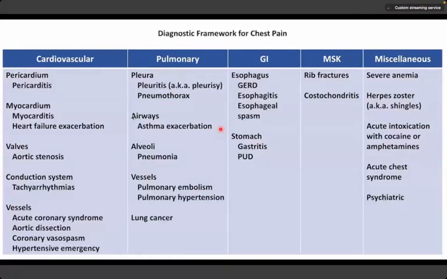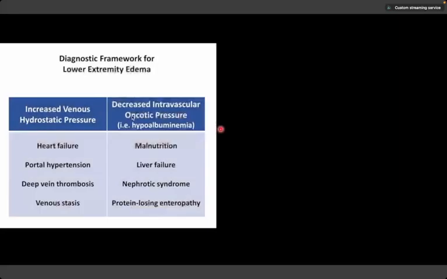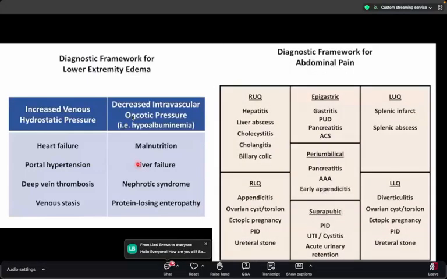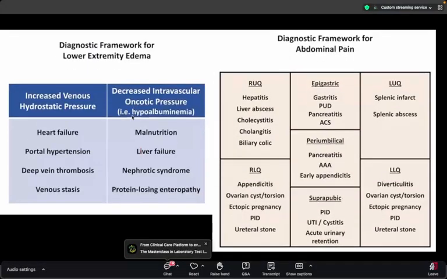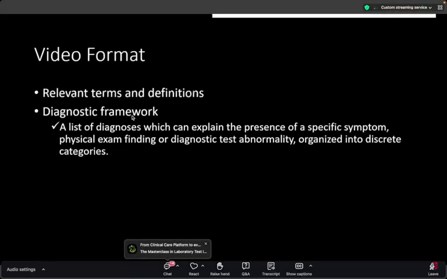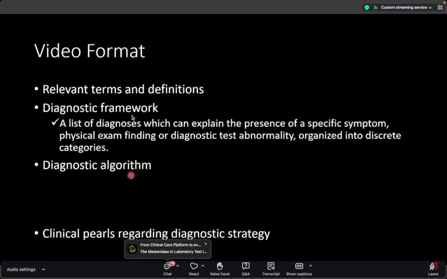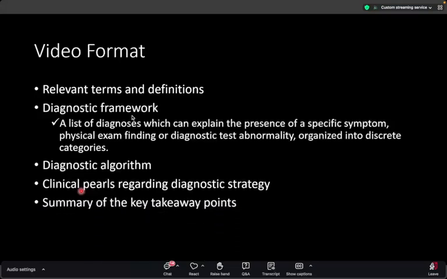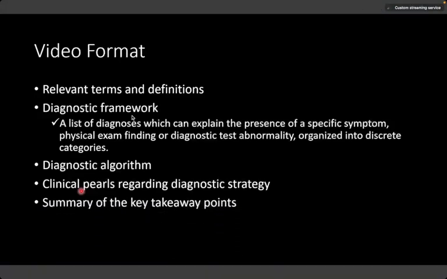GI, and so forth. However, for other topics, maybe you want to go by pathophysiology. So this was pathological stratification for edema. Sometimes you go anatomical. So this is abdominal pain that we covered before. Now from here we get a diagnostic algorithm, and then we talk about some clinical pearls regarding diagnostic strategy, and I give you your doggy bag of takeaway points.